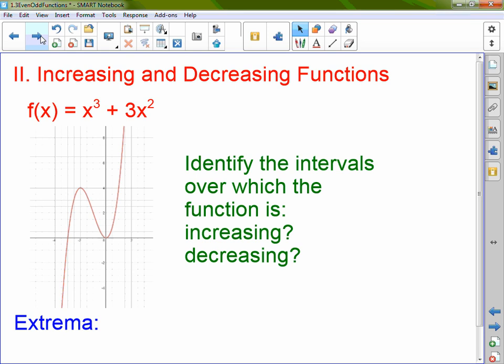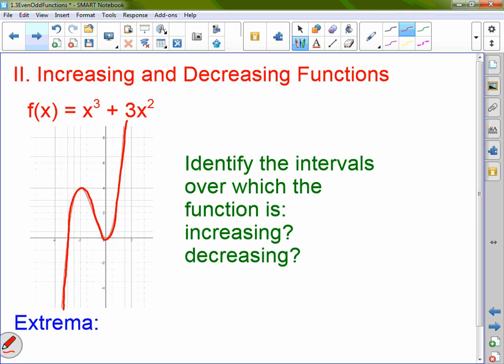And I've already graphed this one for us here. We can see this curve, the curve of x cubed plus 3x squared. And we want to identify the intervals over which the function is increasing and decreasing. This is where we're going to use that other notation, interval notation.